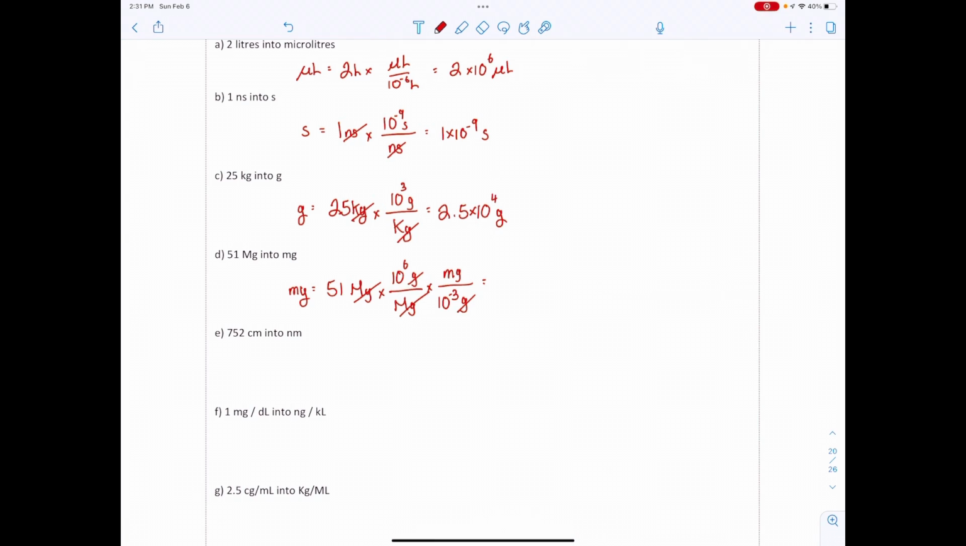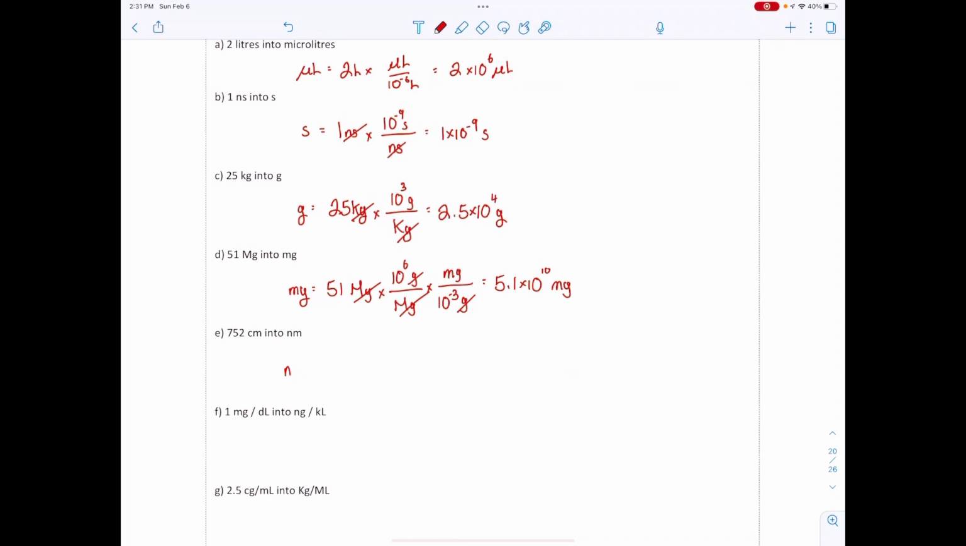Okay, put it into the calculator, compute it, then you're going to get 5.1 times 10 to the power of 9 milligrams. Nope, 5.1 times 10 to the power of 10 milligrams.